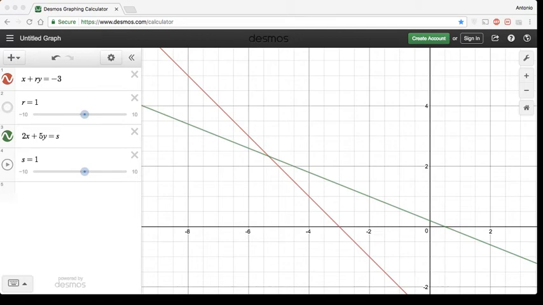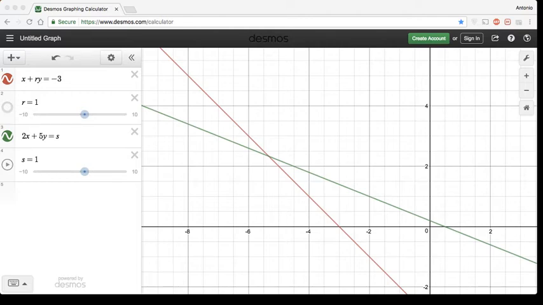Okay, so I wanted to review the question from quiz number 8. We had the system of equations with an R and an S, and I wanted to figure out when it had no solutions, exactly one solution, and infinitely many solutions.